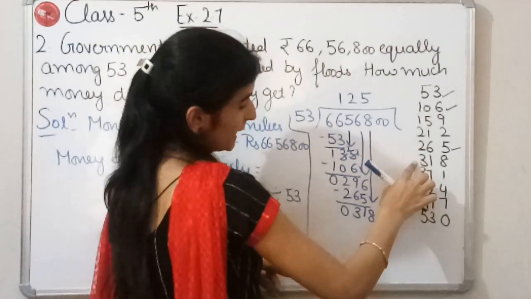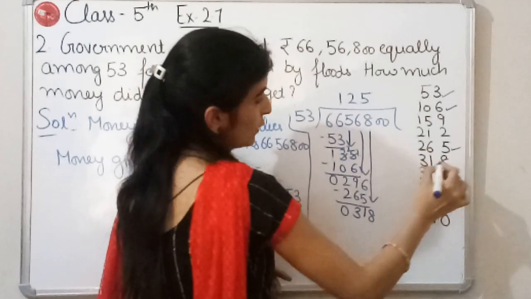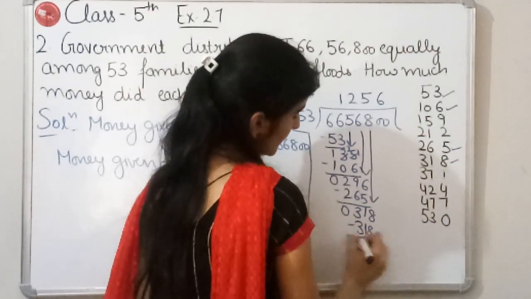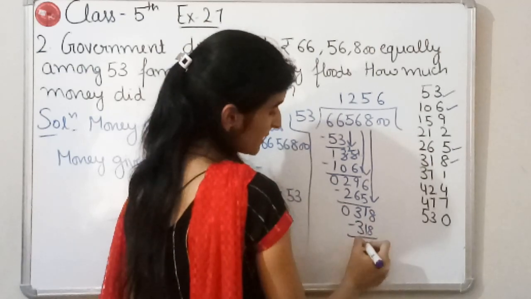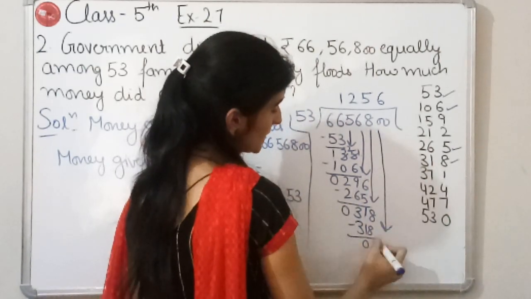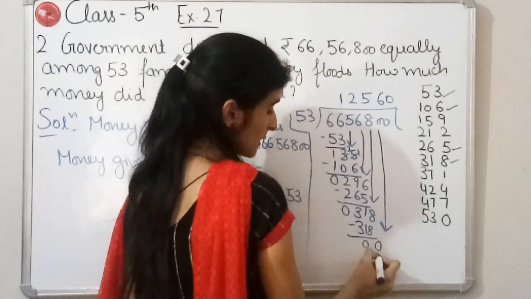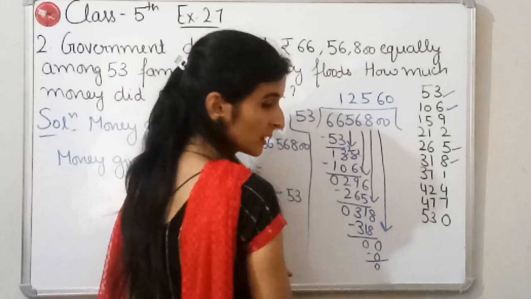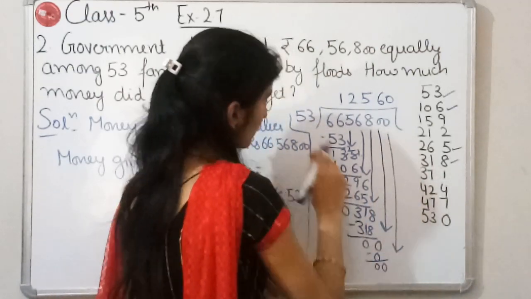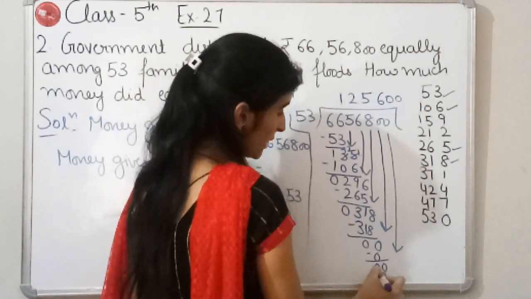Now 318 is completely divisible by 53 and it goes on 6. 318 minus 318 is 0. Now we can take the next digit, that is 0. Now 53 zeros are 0. 0 minus 0 is 0. Again the next digit is 0. 53 zeros are 0. 0 minus 0 is 0.